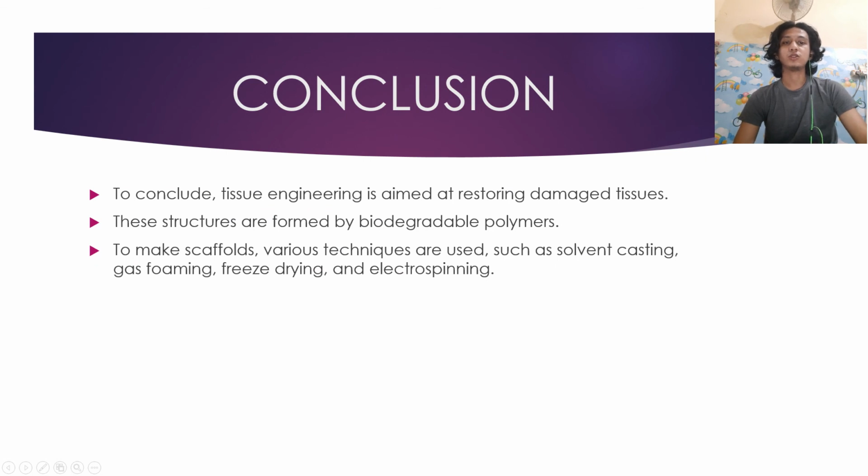Conclusion. To conclude, tissue engineering is aimed at restoring damaged tissues. These structures are formed by biodegradable polymers. So to make scaffolds, various techniques are used such as solvent casting, gas forming, freeze drying, and electrospinning.